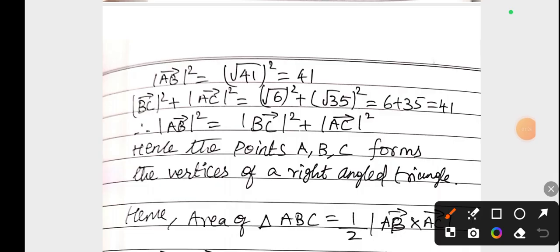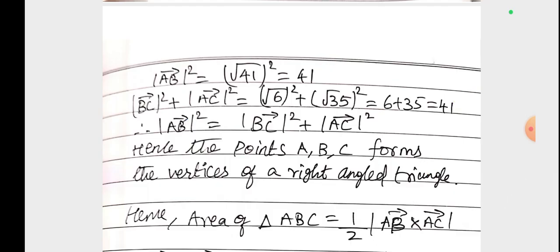How will we prove it is a right angled triangle? Bigger side's square equals the sum of the other magnitudes' squares. You have to keep it separately: magnitude of AB square is 41. Magnitude of BC square plus magnitude of AC square, you are going to get again 41. Hence, the points ABC form the vertices of a right angled triangle.